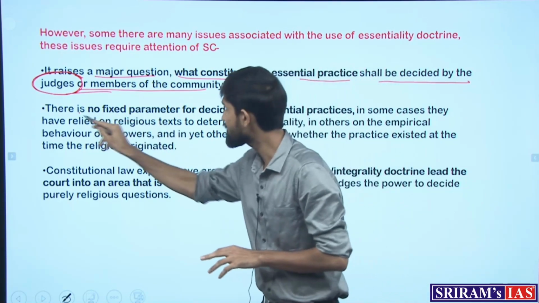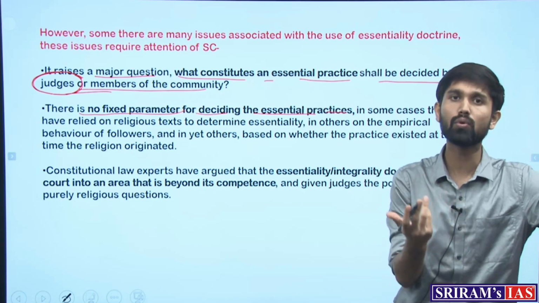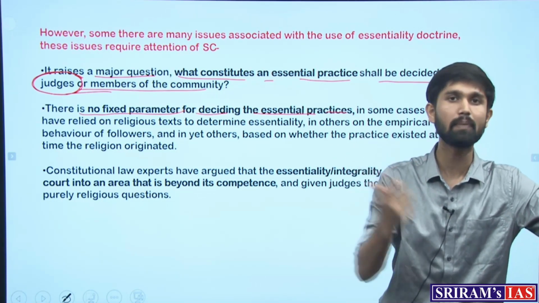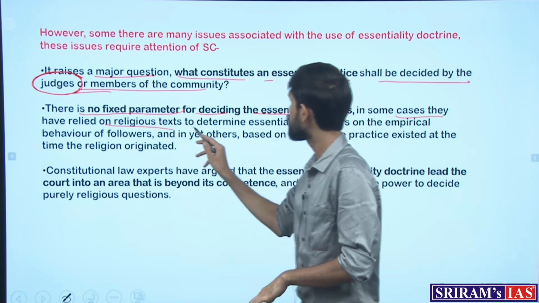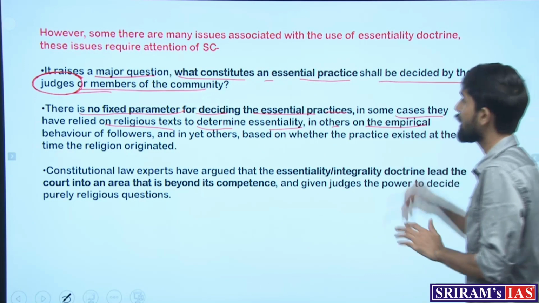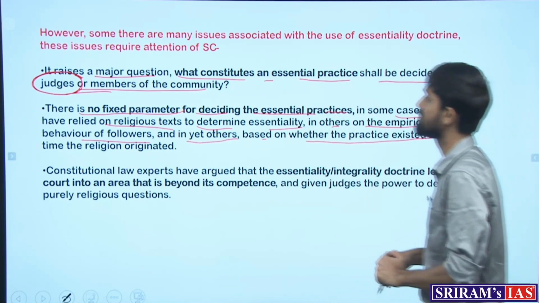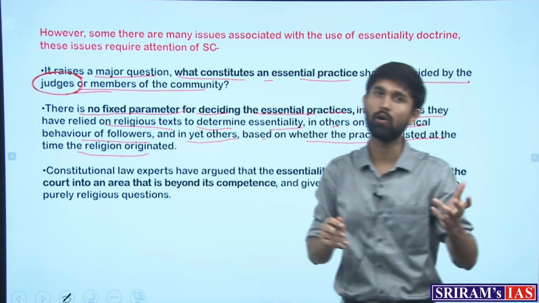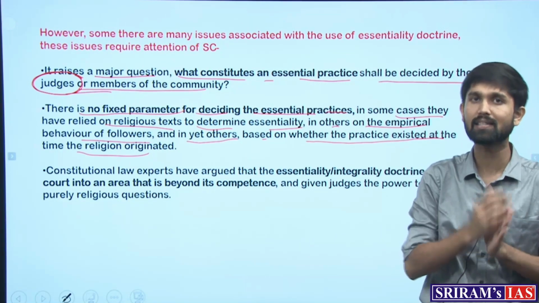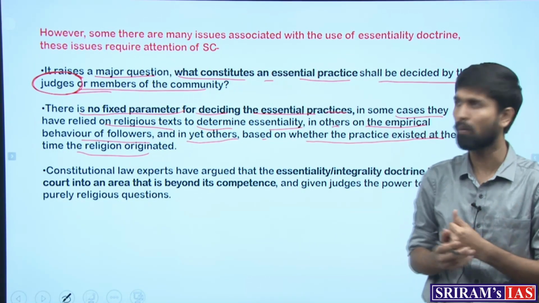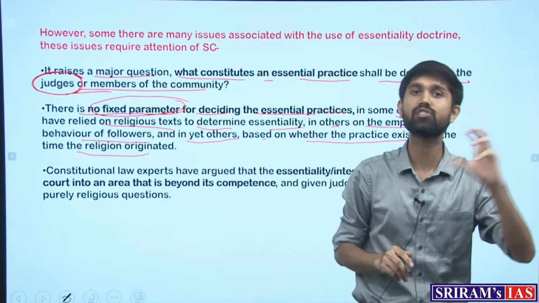Then there is no fixed parameter for deciding the essential practices. So at one point, some practice might look like an essential practice, and in some other aspect, some practice might not look like one. In some cases, they have relied on religious texts to determine essentiality, in others on the empirical behavior of followers, and in yet others on whether the practice existed at the time the religion originated or not. So the lack of fixed parameters to decide which practice is an essential practice is also a major problem, and because of no fixed parameters, there comes a space for larger discretion.